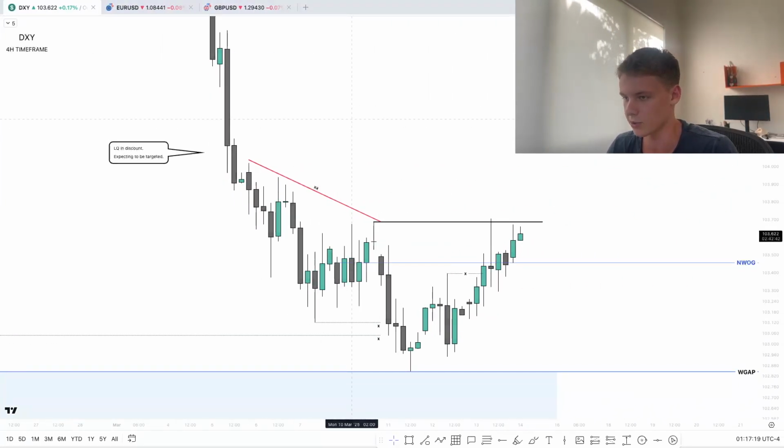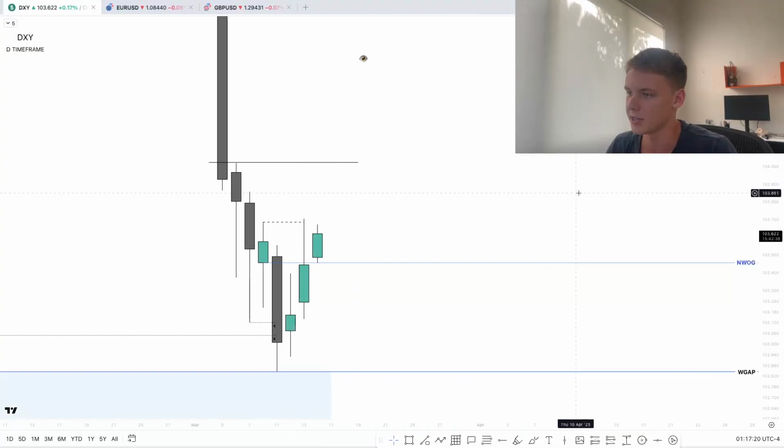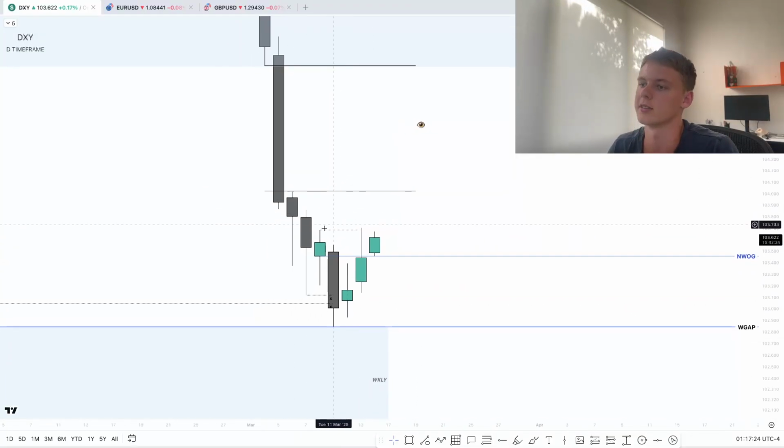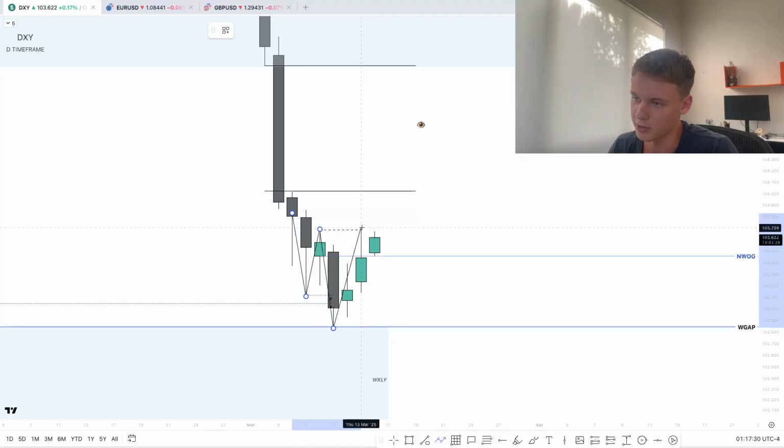So, starting off with the DXY on the daily time frame, as you can see, we've had a change of character right here, breaking above this high because this candle did not break below the low. So, we basically have something like this. We do have a change of character.